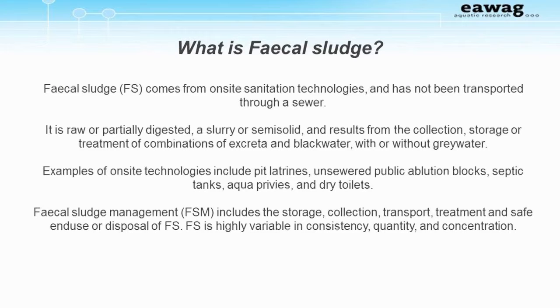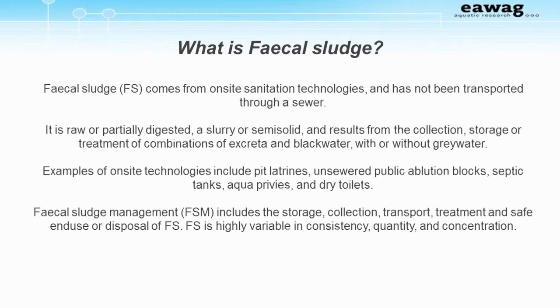The definition in the book is, fecal sludge comes from on-site sanitation technologies and has not been transported through a sewer. It is raw or partially digested, a slurry or semi-solid, and results from the collection, storage, or treatment of combinations of excreta and black water with or without gray water. Examples of on-site technologies include pit latrines, unsewered public ablution blocks, septic tanks, aqua privies, and dry toilets. Fecal sludge management includes the storage, collection, transport, treatment, and safe end use or disposal of fecal sludge.